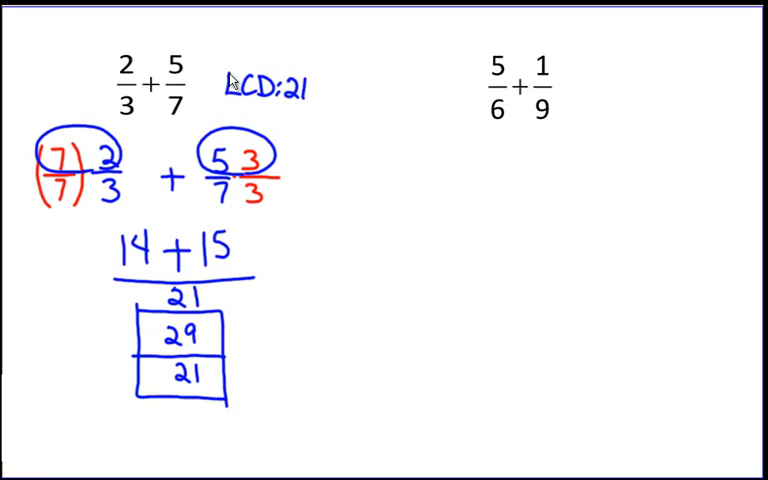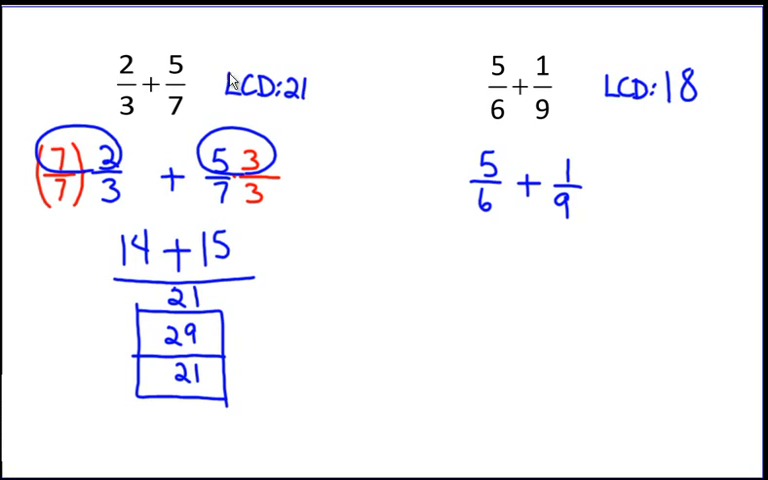The second problem is 5/6 plus 1/9. We need a least common denominator here as well, and 18 is going to be the smallest number that both 6 and 9 go into. So I will rewrite the fractions again and then work on each fraction.